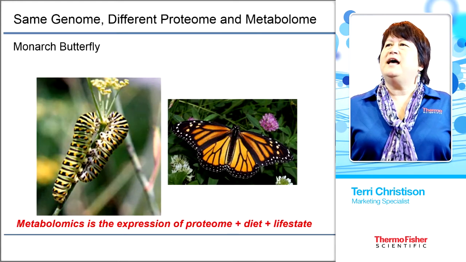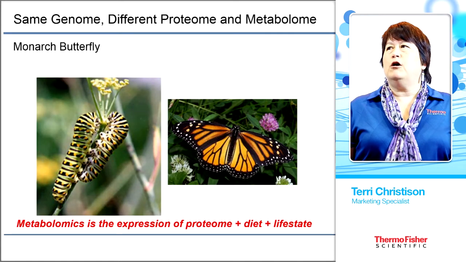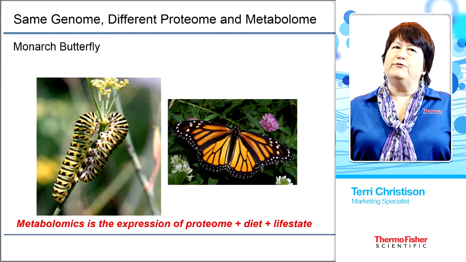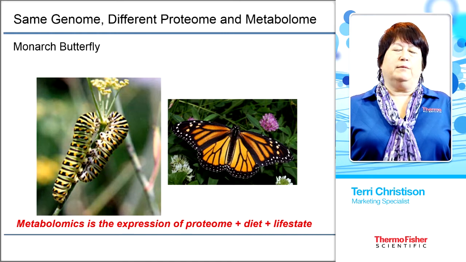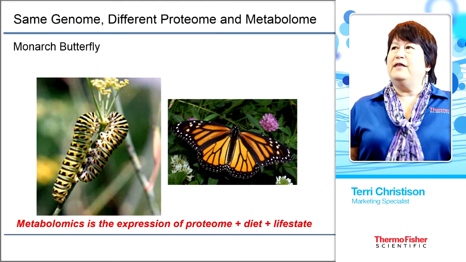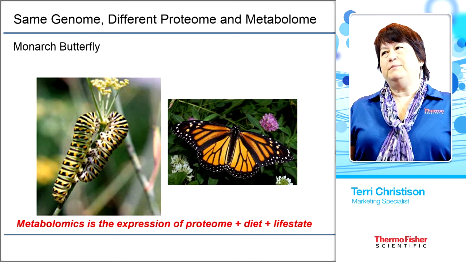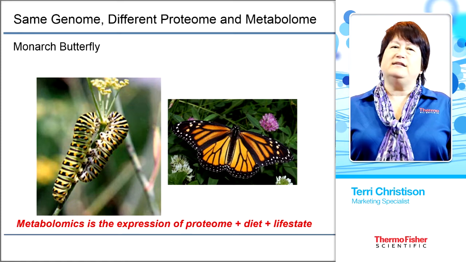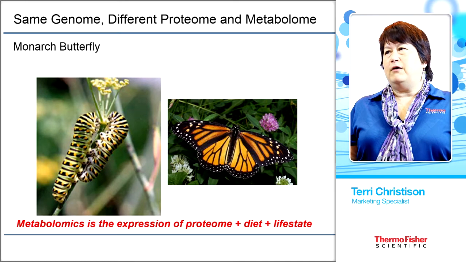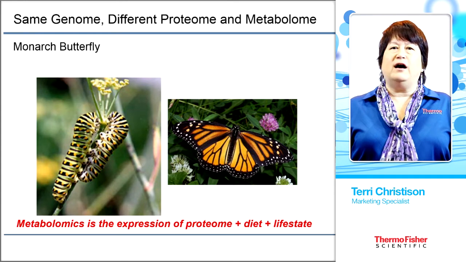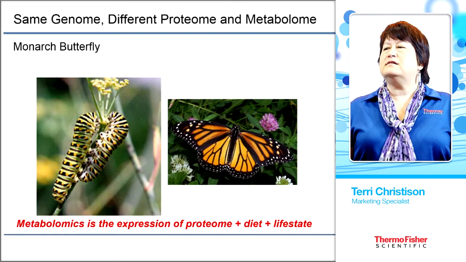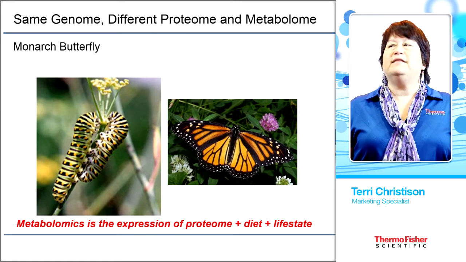So to understand the difference between genome, proteome and metabolomics, we have here an example of the monarch butterfly. It's always going to be a monarch butterfly. That's the genome. But as you can see, it starts out as a caterpillar, and that's the proteome and the metabolome, and then it becomes a beautiful butterfly. Now it has different lifestyles. The caterpillar eats different plants, and the butterfly eats little flowers, or nectar from the flowers, and they fly as well, whereas the caterpillar stays still. That is definitely the metabolomics. It's expression of the proteome, the diet, and the lifestyle.